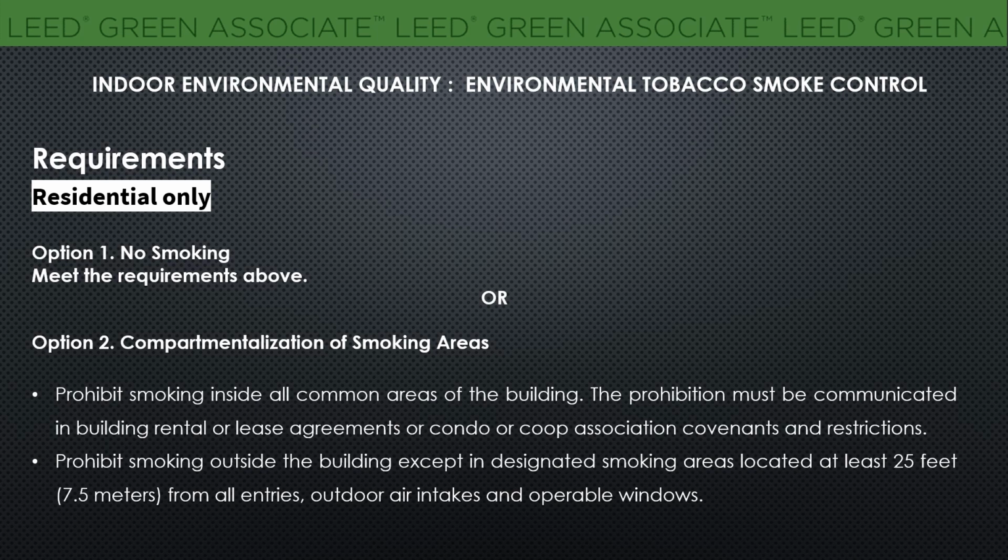But option 2, which is compartmentalization of smoking area, here we need to prohibit smoking inside all common areas of the building. Then the prohibition must be communicated in building rental or lease agreement, and then prohibit smoking outside the building except in designated smoking area, same as option 1. Okay, and it should be located at least 25 feet, that is 7.5 meters, away from all entries, outdoor air intakes and operable windows.